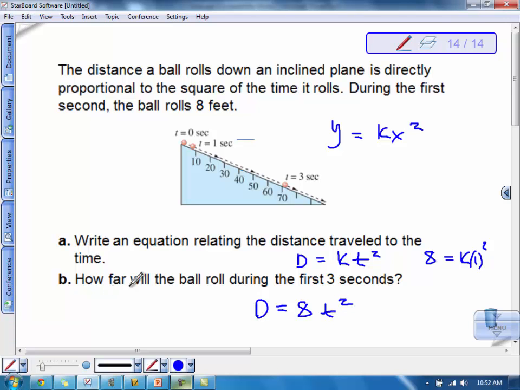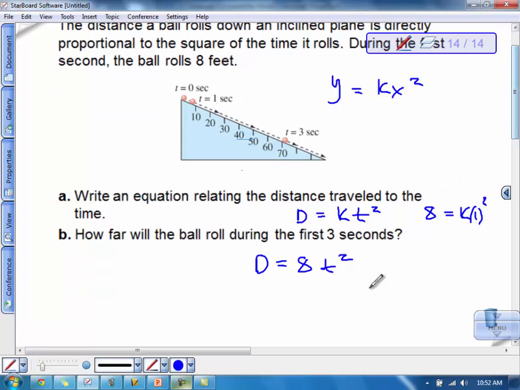And then we can answer the question how far the ball rolls in 3 seconds by just plugging in 3 now for t. So you get 8 times 3 squared, which is 9. 9 times 8 is 72. So it would be 72 feet.